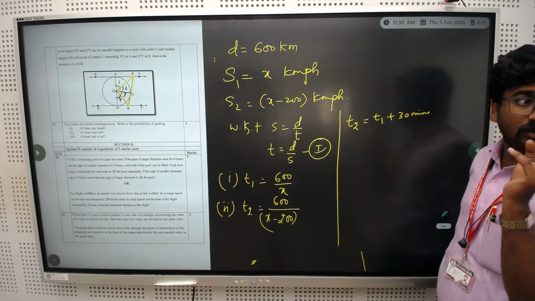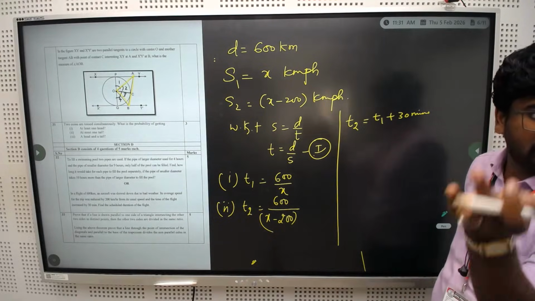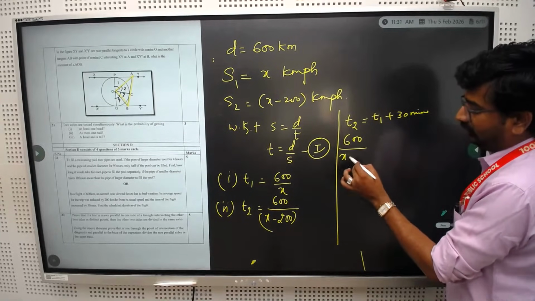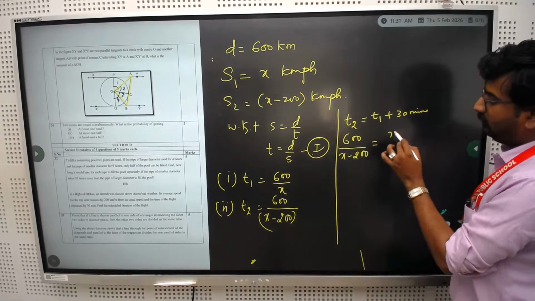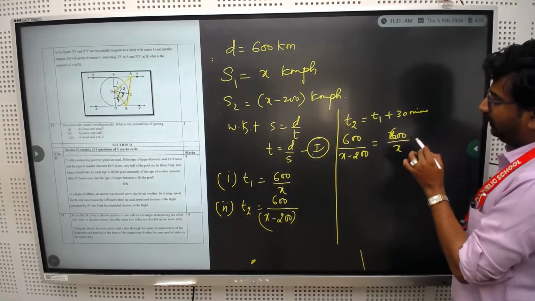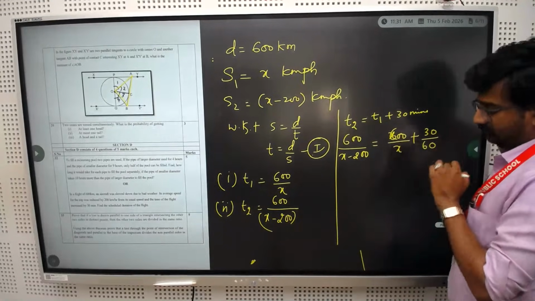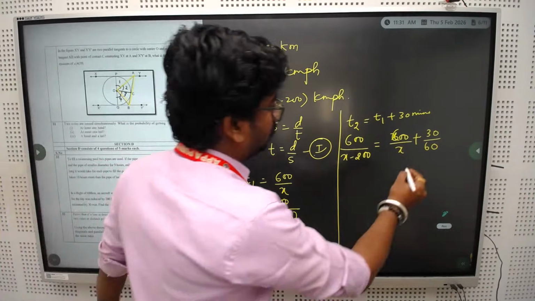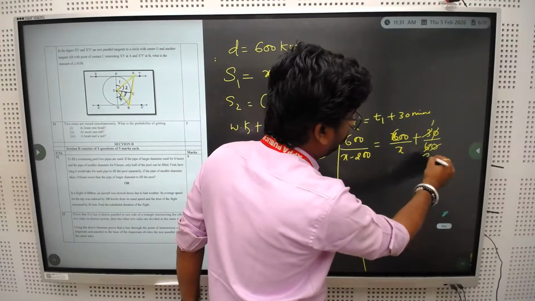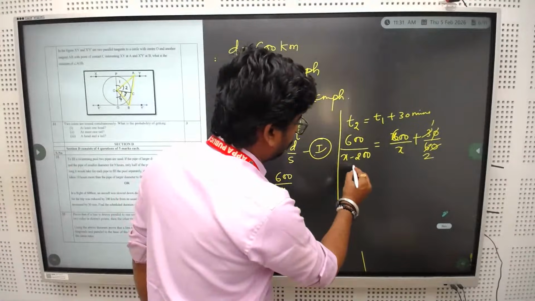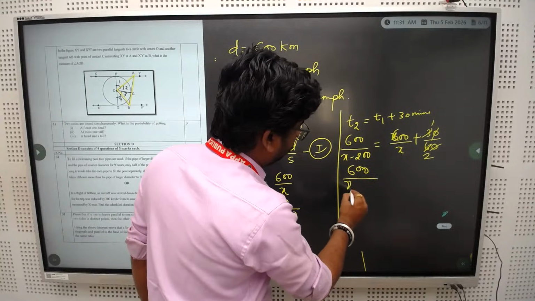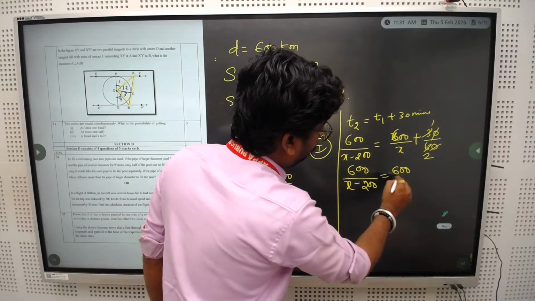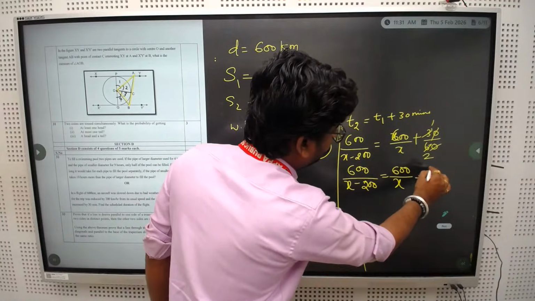If they were increasing, T2 would be T1 minus, but here it is plus. What is the T2 value? 600 by x minus 200. What is the T1 value? 600 by x. And 30 by 60 I will write this. Why? I have converted minutes to hours. So this 0, 0 cancels, 3 1s are 3, 3 2s are 6, giving 1 by 2. Now what is the equation remaining? 600 divided by x minus 200 is equal to 600 by x plus 1 by 2.